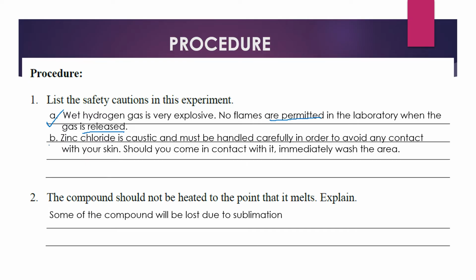The second safety precaution is zinc chloride is caustic and must be handled carefully in order to avoid any contact with your skin. Should you come in contact with it, immediately wash the area. Those are the safety precautions. The second one, the question asks: the compound should not be heated to the point that it melts. Explain. It is because some of the compound will be lost due to the sublimation process.